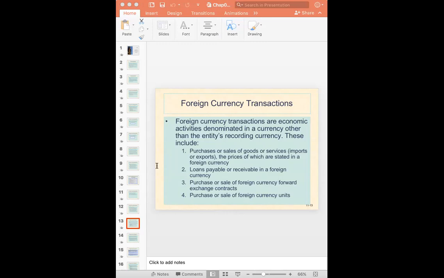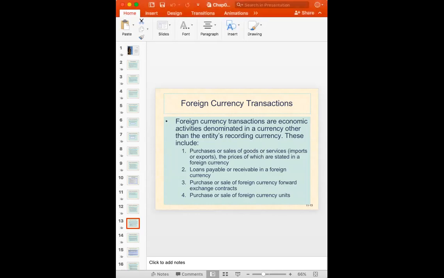It has been explained before that foreign currency transactions are economic activities denominated in a currency other than the entity's recording currency. For example, the main corporation is in the US, so the recording currency of the subsidiary is probably in pound sterling or yen. So the transaction needs to be restated, translated into the US currency entity.